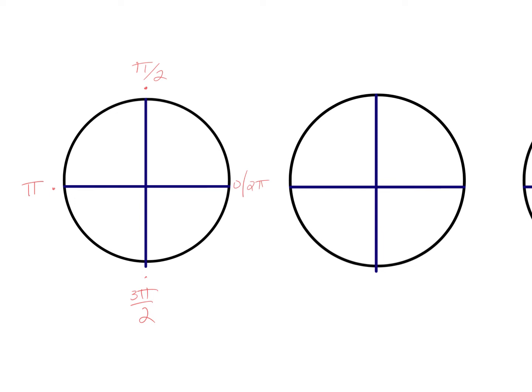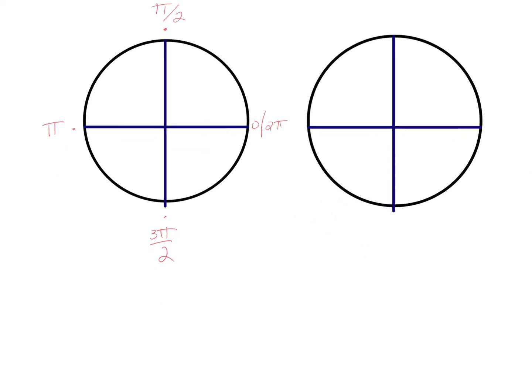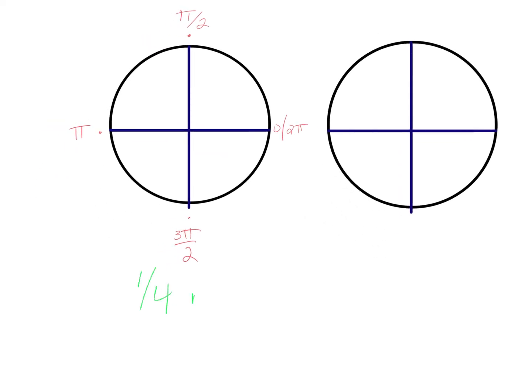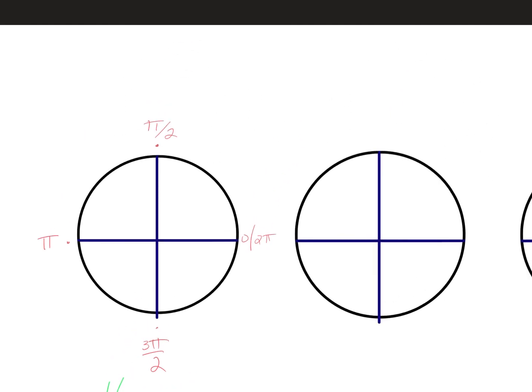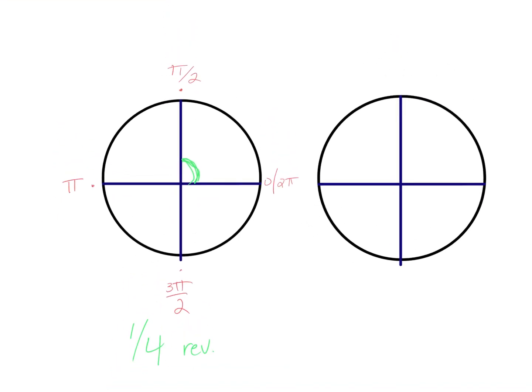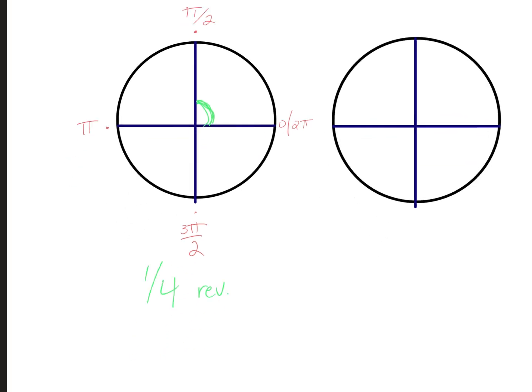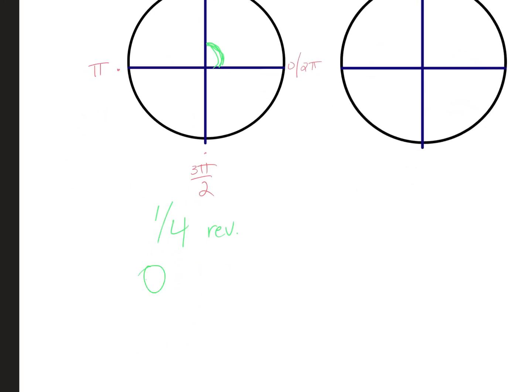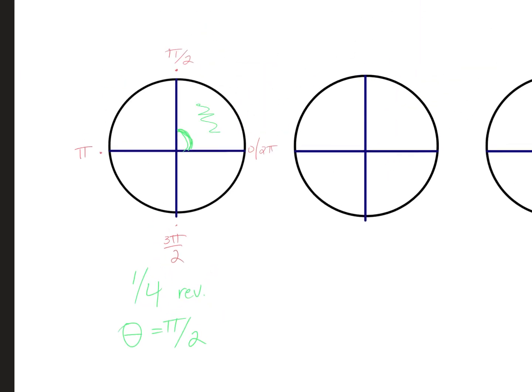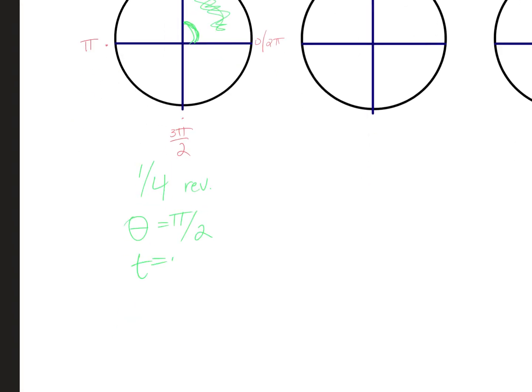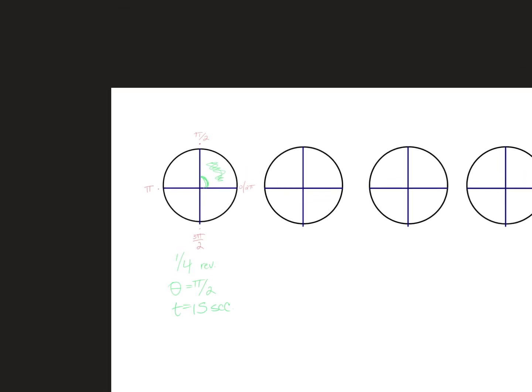Think about it. If I go here, if I tell you a quarter revolution, 1 quarter revolution, that is right here. What is my central angle in this case? How far did I go? I went 90 degrees. What is that in radians? Pi over 2. And how many seconds elapsed when I went in this first quarter? 15 seconds. So your time is 15 seconds. You guys see that?